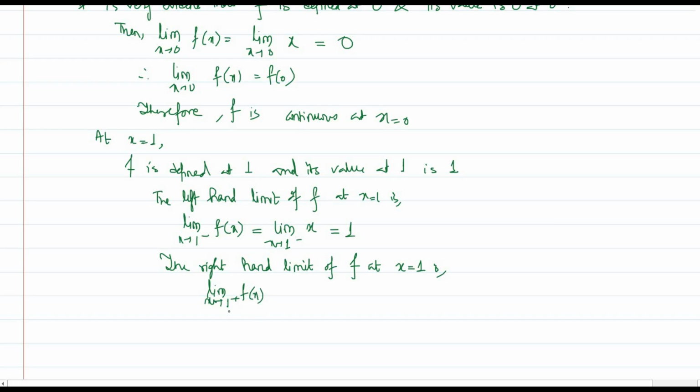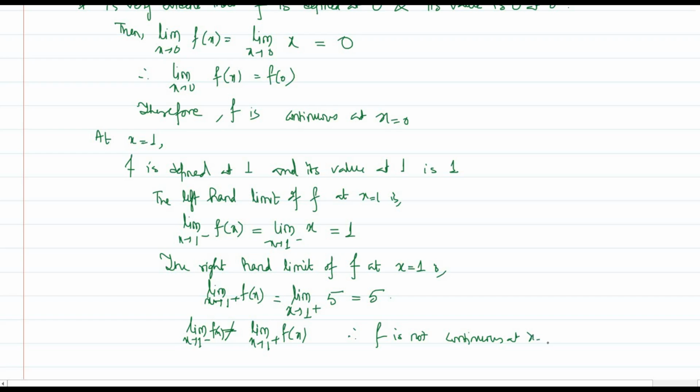Now if x exceeds 1, the value is 5, so the limiting value is the limit of x tends to 1 plus of 5, that is equal to 5. So we can clearly see that the limit of x tends to 1 minus, that is the LHL, is not equal to the limit of x tends to 1 plus of f of x, that is, LHL is not equal to RHL. So therefore f is not continuous at x equal to 1.